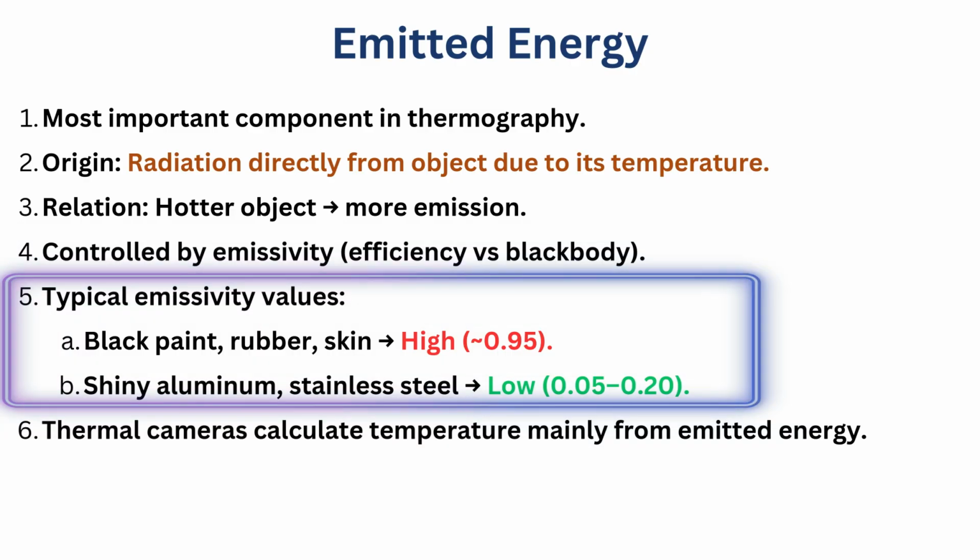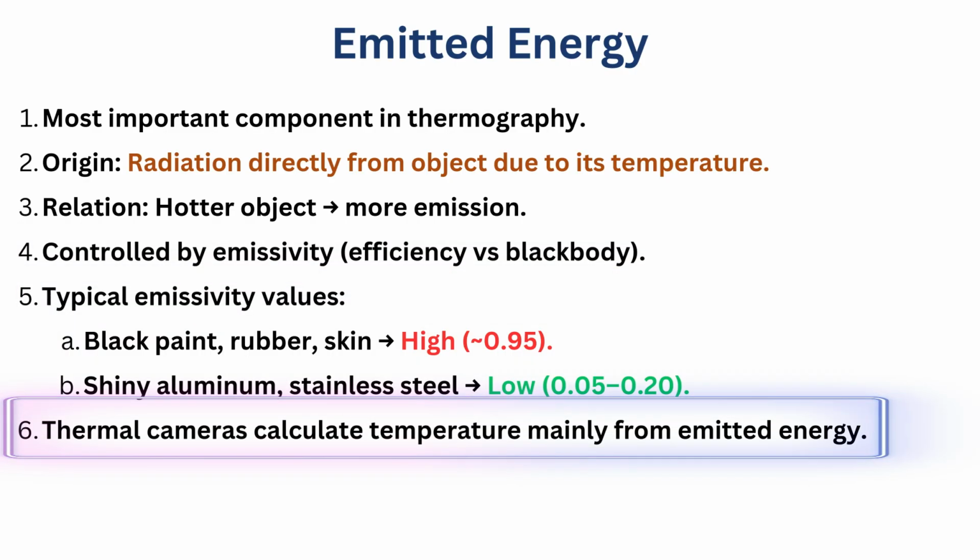And any shiny material, let's say aluminium or stainless steel, will have low emissivity. What does low emissivity mean? That means maybe somewhere around 0.02 or 0.015 or less than that. A thermal camera always calculates the temperature mainly from the amount of energy emitted from the object. So that's why it's very important that we set the emissivity correctly in our camera.